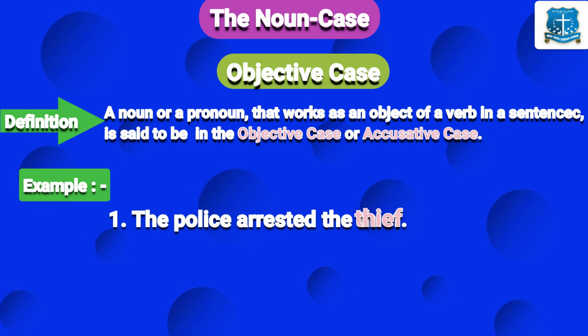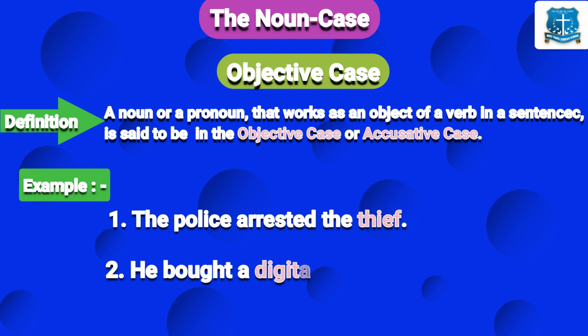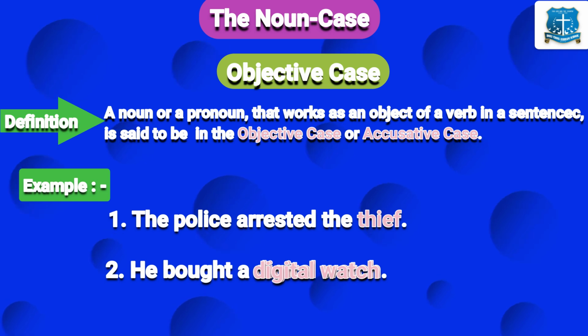Whom did the police arrest? The thief. Second, he bought a digital watch. What did he buy? A digital watch. So digital watch is in the objective case or accusative case to the verb bought.